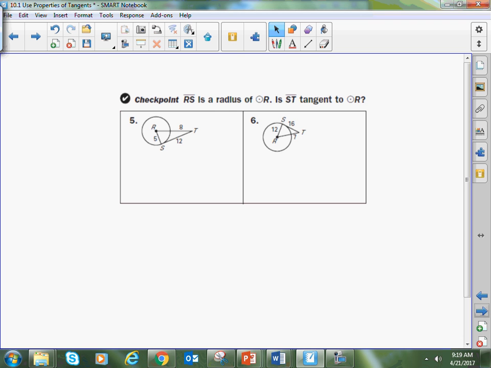Why don't you go ahead and try working these out and see what you come up with. When you're ready, hit play and come back and see how your work looks with mine.